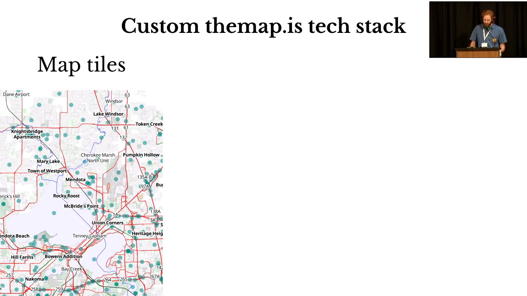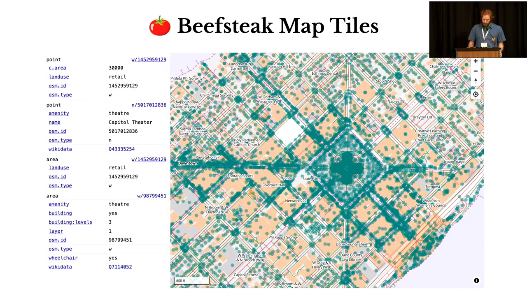But today I wanted to talk more about the custom tech stack that came out of this project and everything that was required to build it, and all this is also free and open source. So first I want to talk about map tiles. So this is just downloading little squares of data that can be rendered as vectors. I call the project beefsteak map tiles because they're bigger and juicier than other map tiles, like a beefsteak tomato.